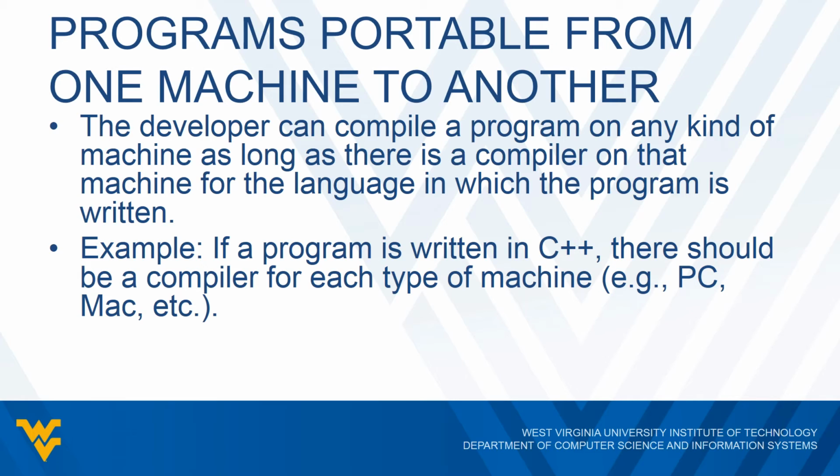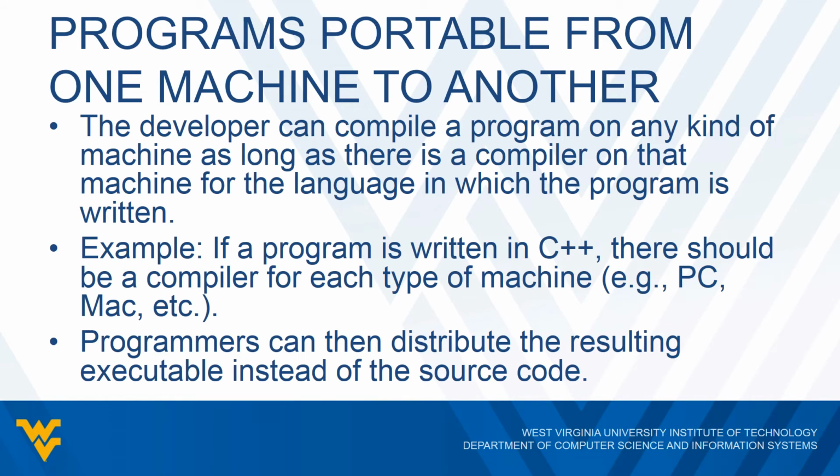And then if it wants to use it on a Mac, it needs to have a C++ compiler for the Mac, and so on. That way it can produce all the various object code variations. So this means that the program itself is independent of the details for any particular machine language because each compiler will take care of that translation.